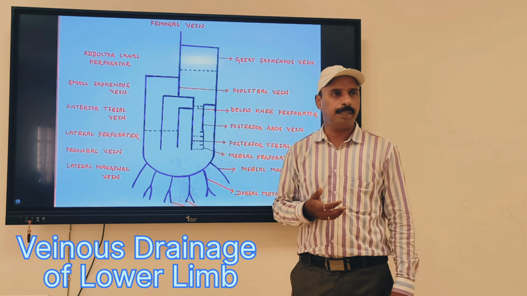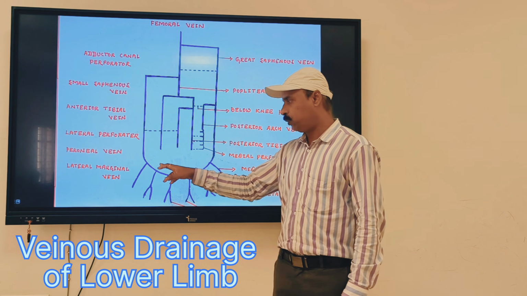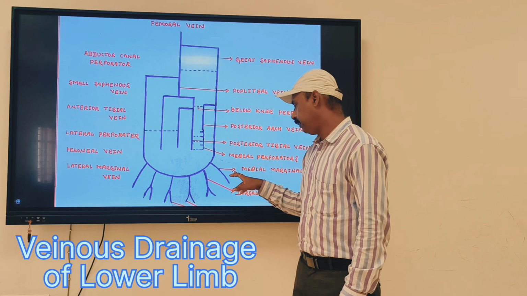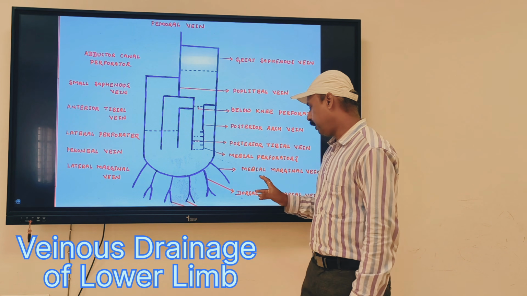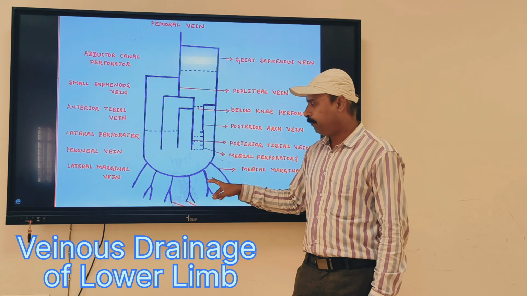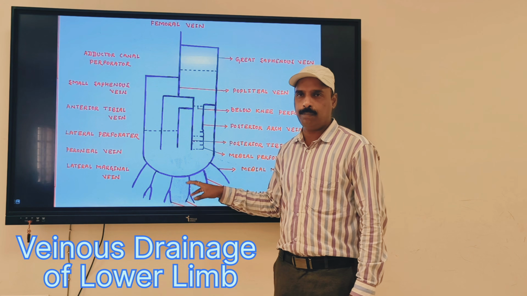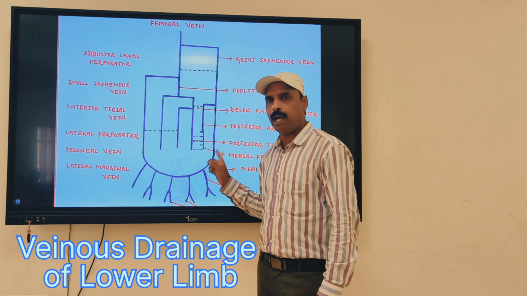These dorsal metatarsal veins form the dorsal venous arch. The dorsal venous arch can be asked as a short note. You should know this is formed by the medial and lateral marginal veins and the dorsal metatarsal veins. That is the dorsal venous arch.